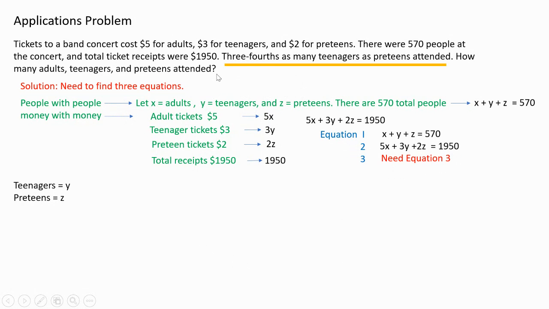So they're talking about teenagers and they're talking about preteens, right? So we have to have something with y and z. So this is what that means: 3/4 as many teenagers as preteens attended. So this is the equation for that one there. I know it seems kind of confusing, guys, but this is what I came up with that will make it easier for the students. Okay, because this is hard to get.